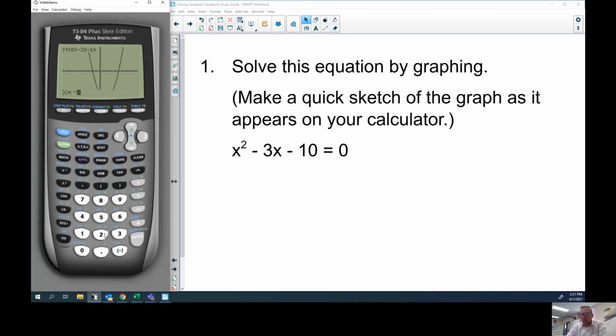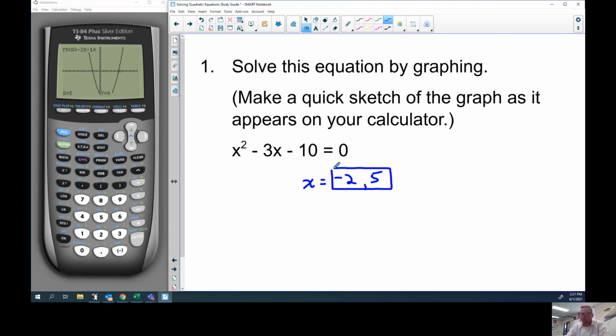solutions are. It looks like -2 is one of the solutions. Yep. So I'm going to grab my pen and write that x is -2, but there's a second solution. It looks like 5. Yep, 5. So that's how you solve by graphing, especially when you have a graphing calculator. It's pretty simple.